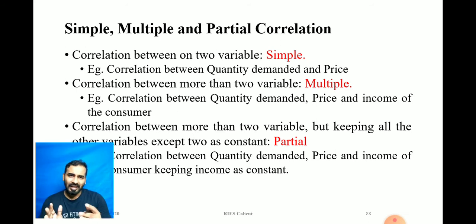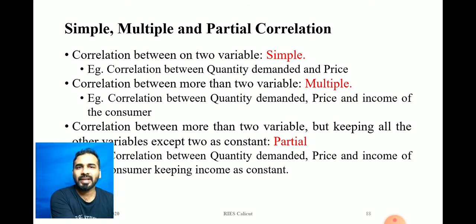Suppose we are dealing with only the relation between QD and P, the quantity demanded for a commodity and its price. We have only two variables, and we are finding the direction of the relationship, so we have a simple correlation. Whereas if we are finding the correlation between quantity demanded for a commodity, its price, income, and the price of the related commodity, then we have a multiple correlation. If we are allowed to change only QD and P, while the consumer's income and the related commodity's price are constant, then we have a partial correlation.